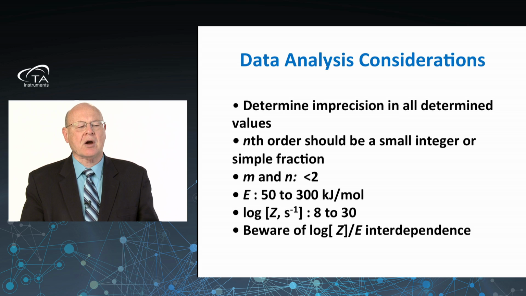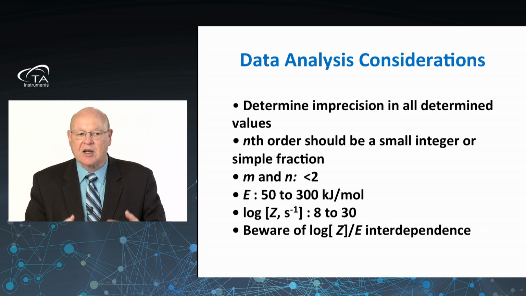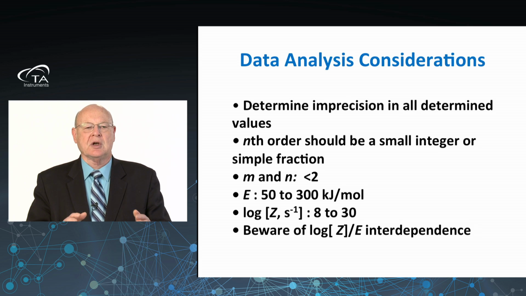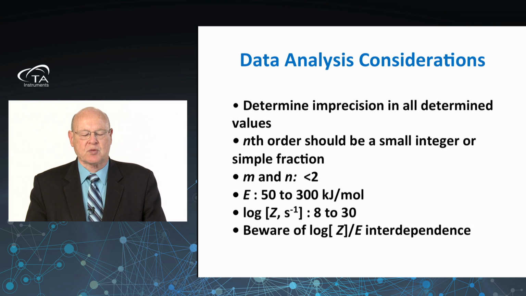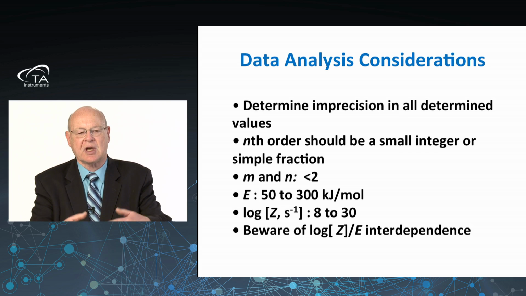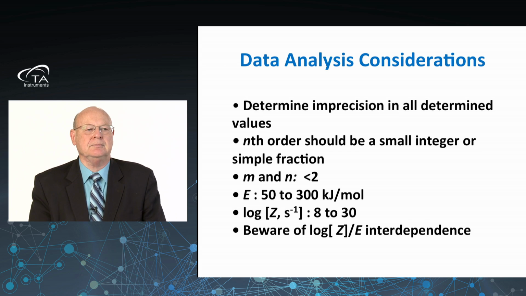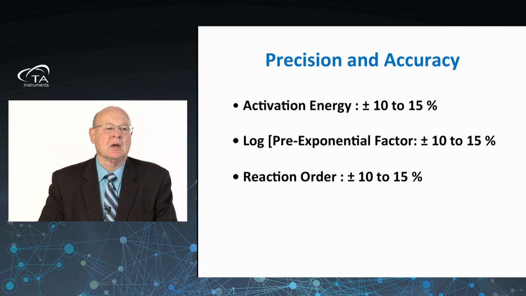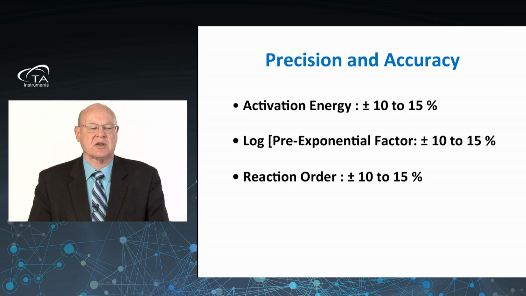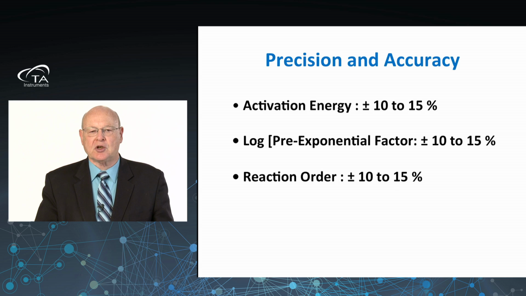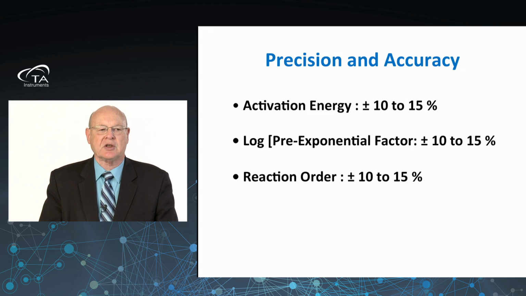And finally, we need to be aware of the interdependence, the lack of independence, between activation energy and pre-exponential factor. These two terms can easily vary slightly as we go through the determination process and their application. We should not be troubled too much by this because one will compensate for the other. Finally, what level of precision should we anticipate? A value of plus or minus 10% is common for activation energy, pre-exponential factor, and reaction order. If we are able to determine values with precision greater than this, it's to our advantage.